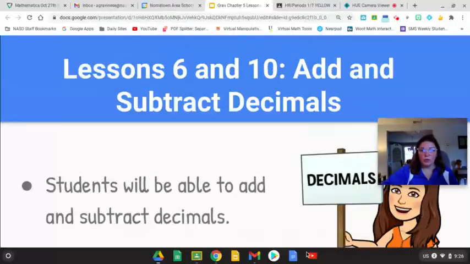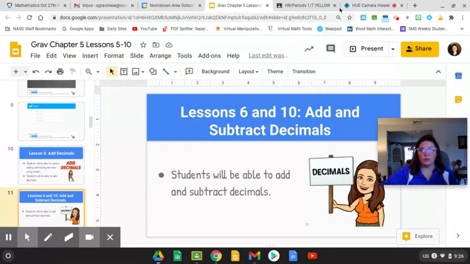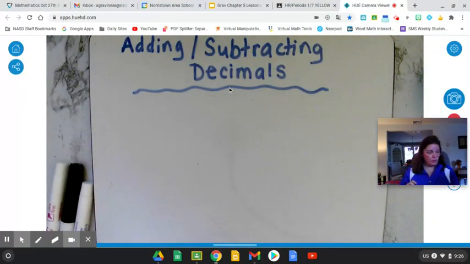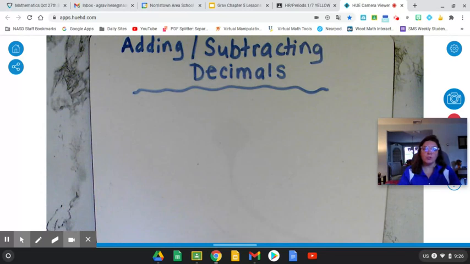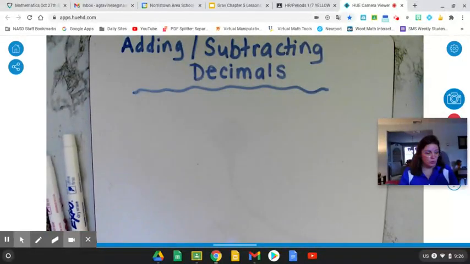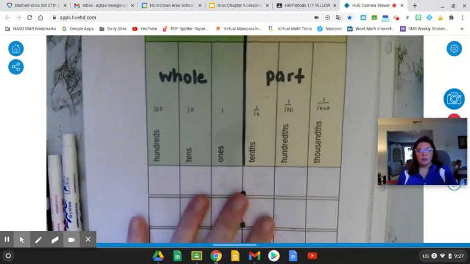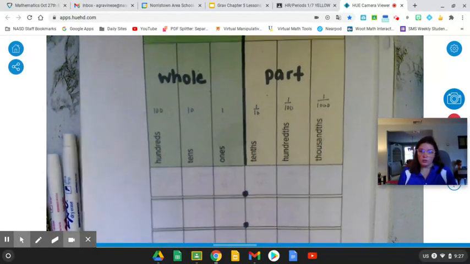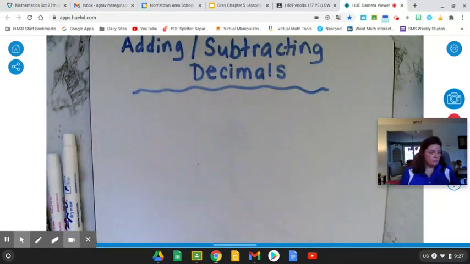So we've been working with adding and subtracting decimals for a few days, and we've been using a few different methods. First we started off using the base 10 blocks, and then after that we switched to using models. Today we're going to learn how to add and subtract decimals without those tools. Of course, you're more than welcome to continue using those tools if you need them. I will use a place value chart today to show you how to do this, and you can also use that at home if you need it.